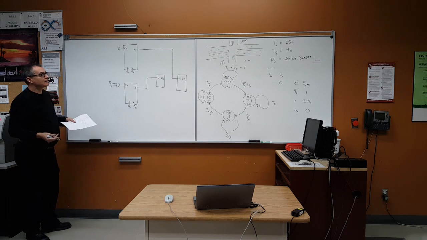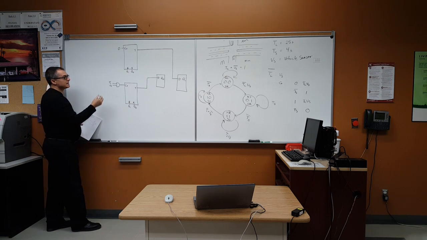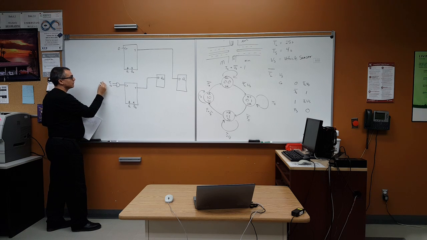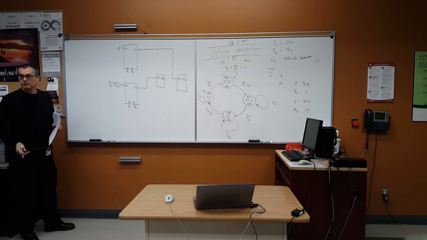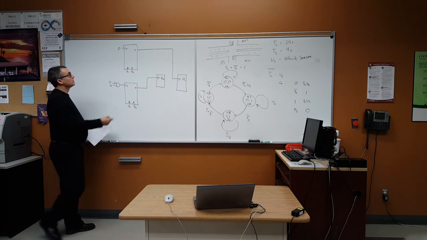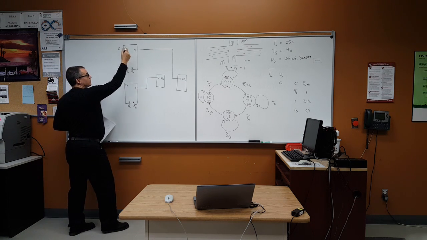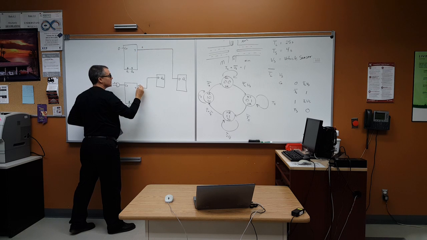So if I'm staying in the current state, that means TL is 1. So that means TL naught will be a 0. So there's a 0 on that NAND gate. So what's the output of that NAND gate going to be? 0. This is 0 because it's grounded. So that means my outputs are 0 and 0.